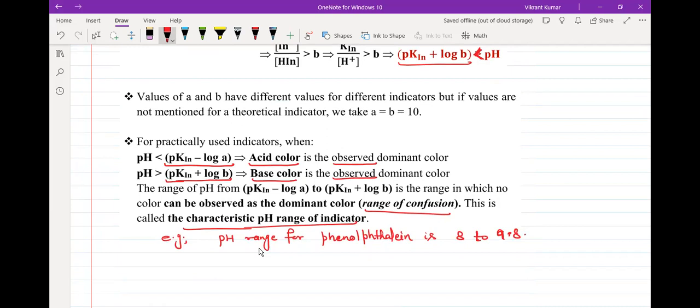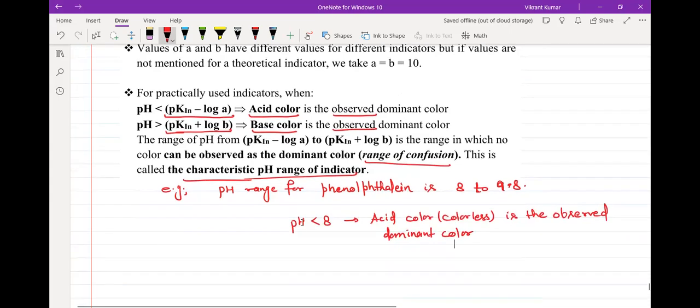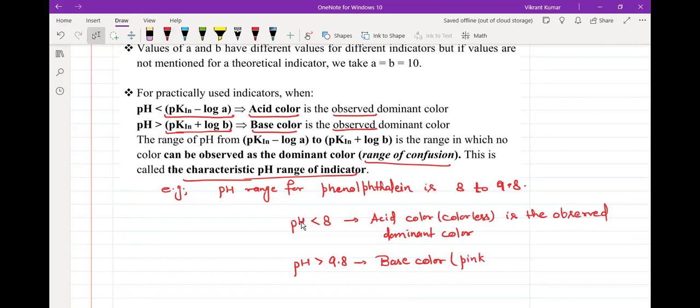So if I say this is the case, तो हम लोग बोलेंगे if I am having pH less than 8, तो acid color in this case, that is colorless, is the observed dominant color. वैसा ही if I say pH is greater than 9.8 होगा, then only we'll say base color, which in this case is pink, is the observed dominant color. Is it okay? Clear है?